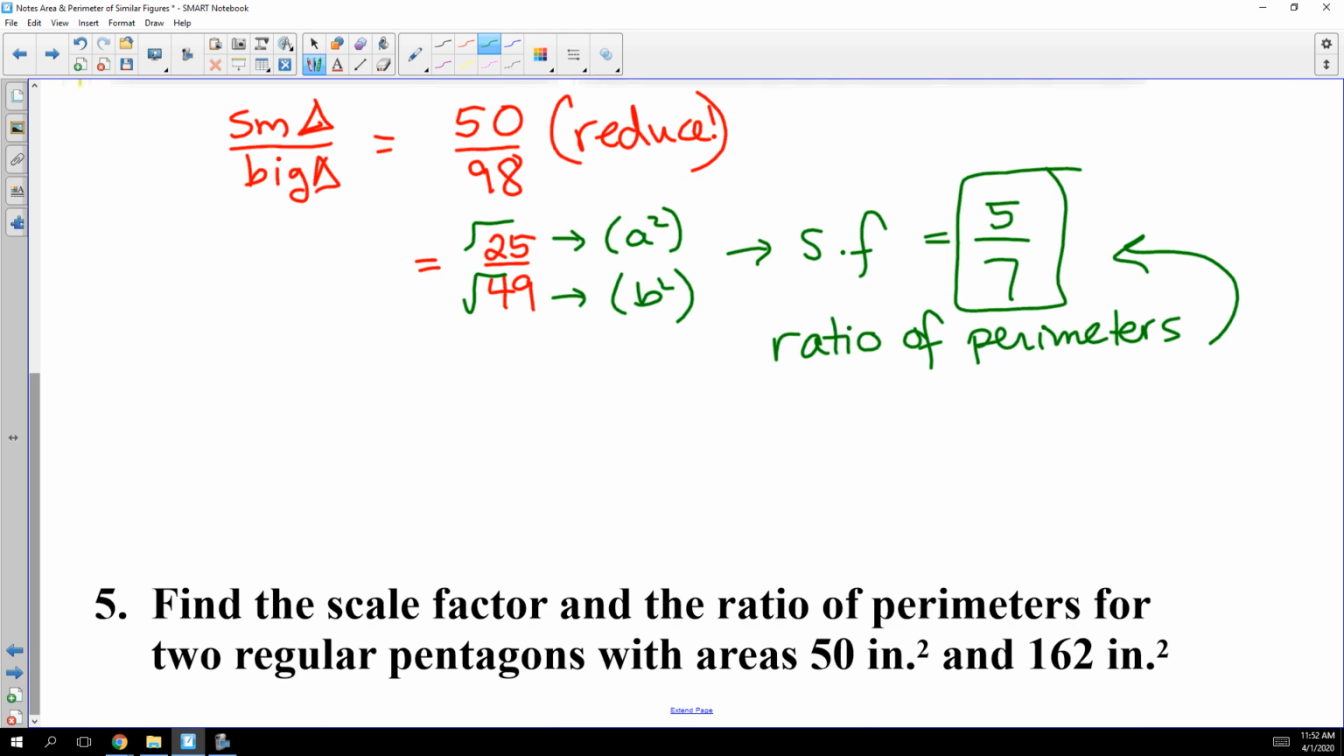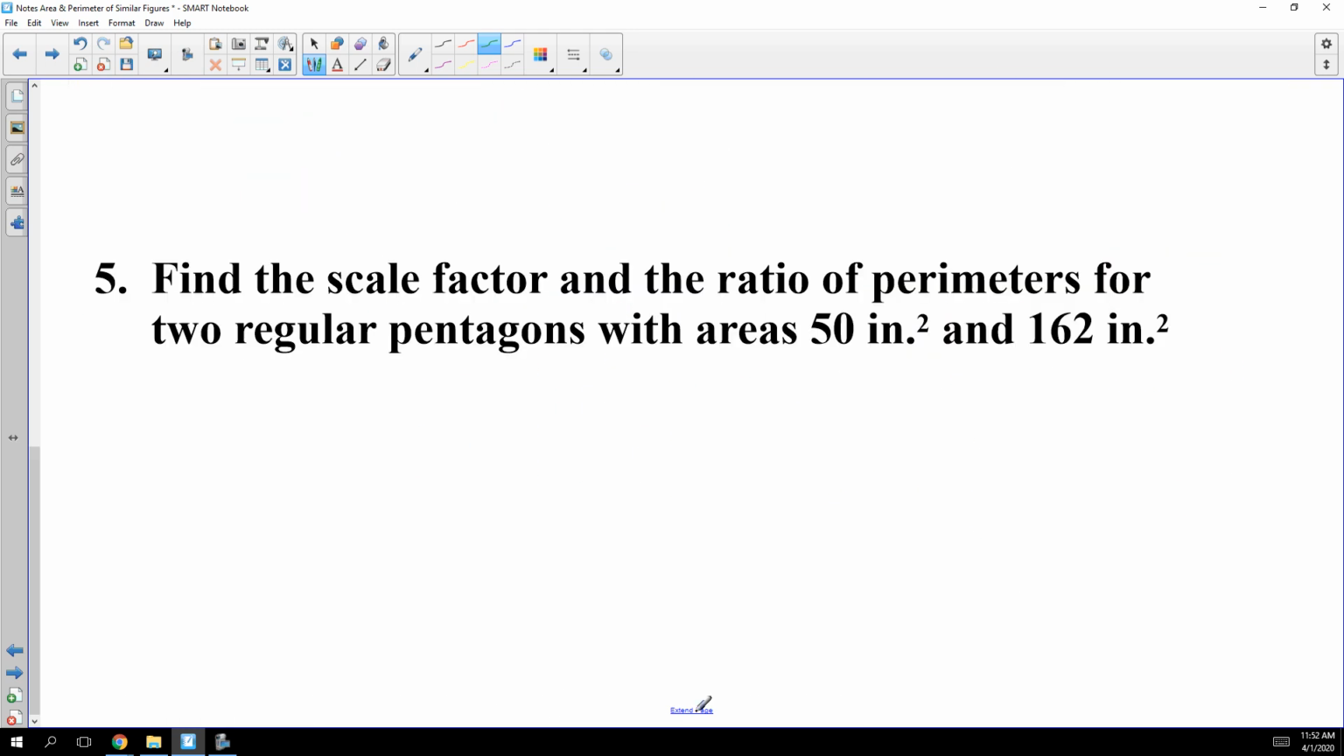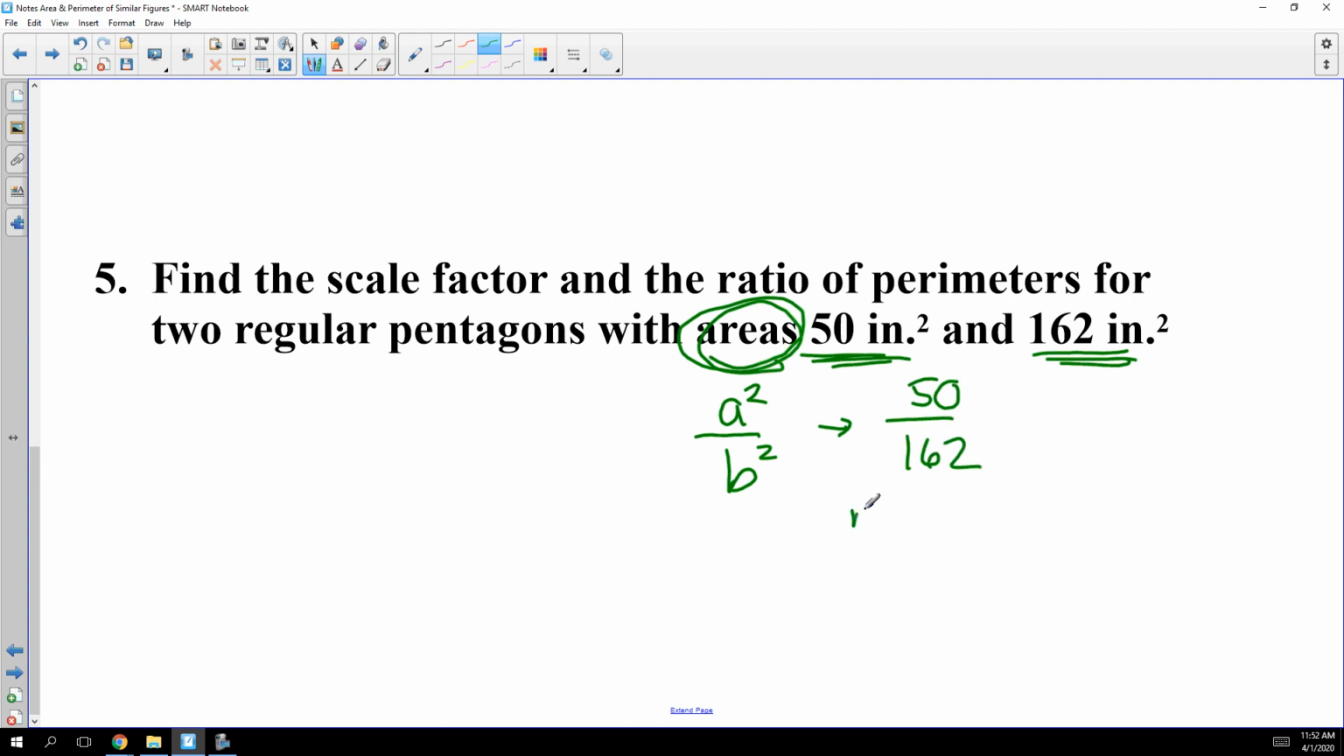All right. Next problem, we want to find the scale factor and the ratio of the perimeters for two regular pentagons with areas of 50 inches squared and 162. So again, we have area. So remember that if we're starting with area, we're really starting with a squared over b squared. So I'm going to say 50 over 162. I'm going to do the exact same thing. I've got to reduce, and I'm going to get 25 over 81.